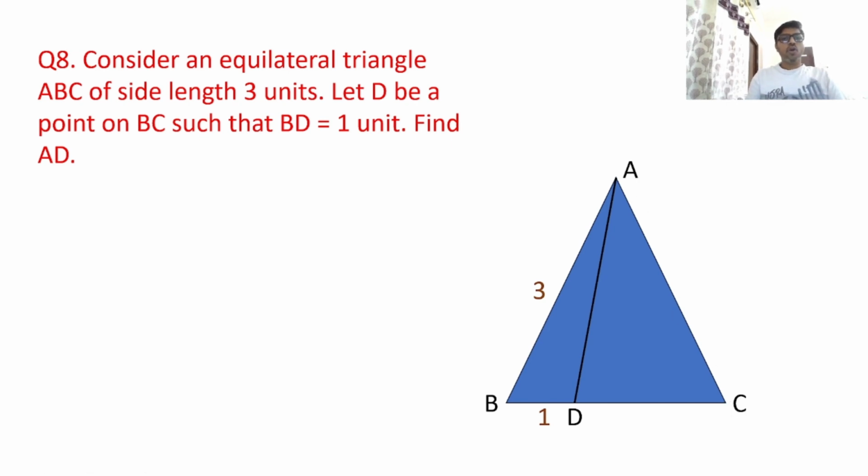Let D be a point on BC. So we have the side BC, on that I am considering a point D such that BD equal to 1 unit. So this is 1 unit. Then obviously the other one would be 2 units because the total has to be 3 units. Now they ask you to find AD. What is the length of the line segment joining A and D? That's the question. So let's have a look at the solution to it.